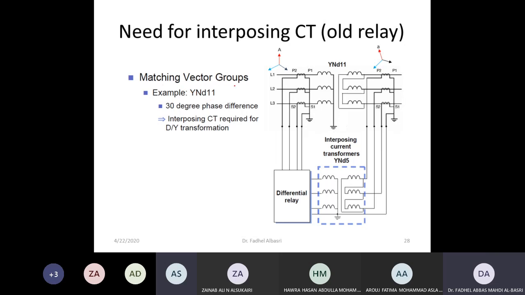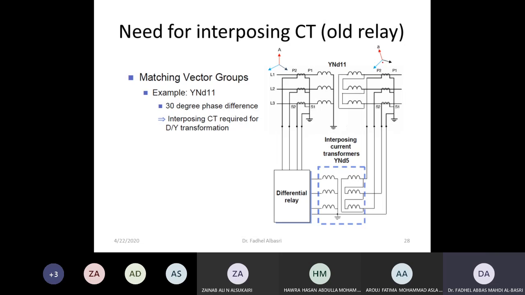Second is the vector groups of the transformer. If you are from Power Systems 1, you have also covered the vector groups. Vector groups is the phase relationship between the voltages at the HV and LV, or between currents at the HV and LV. It could be YD11, YD1, YY0, and so forth. That represents the phase shift.